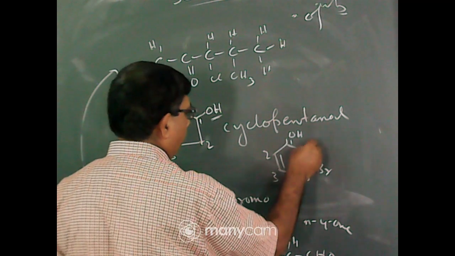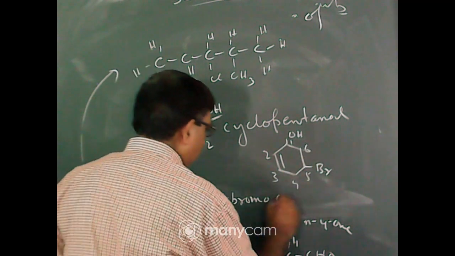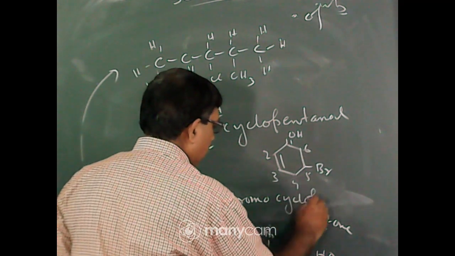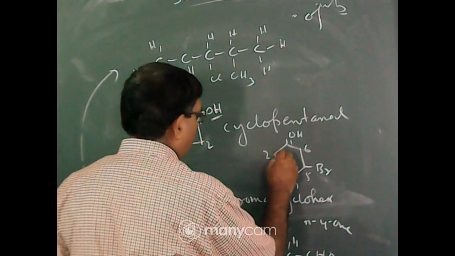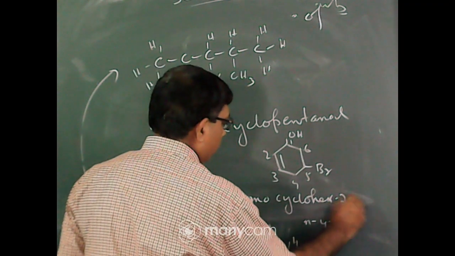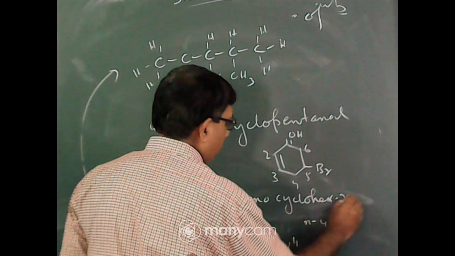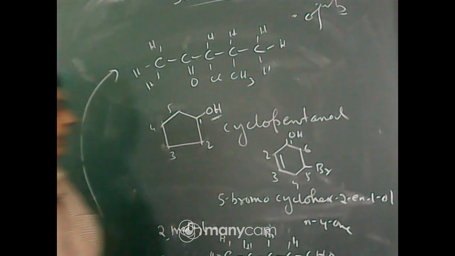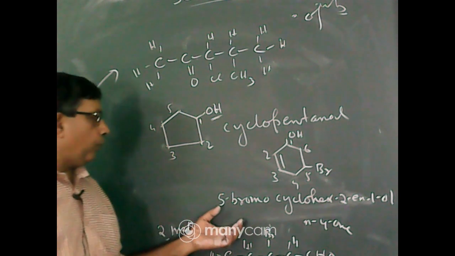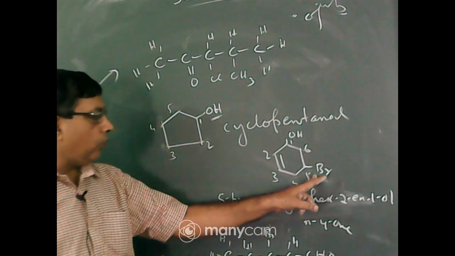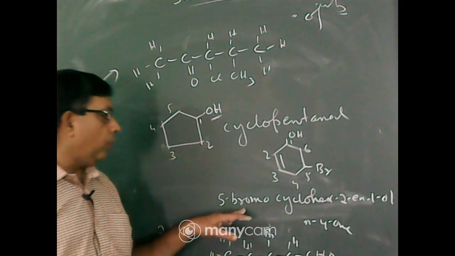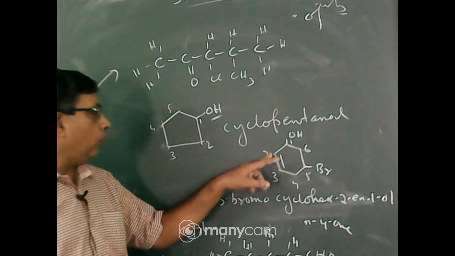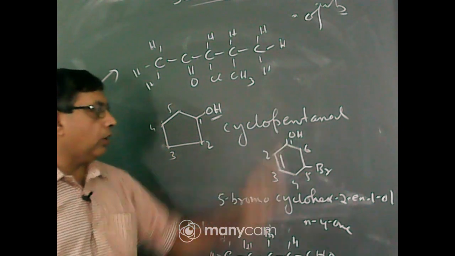Cyclohex. The number of carbons is hex, six, so cyclohex. Double bond at carbon number 2, so cyclohex 2 ene 1 ol. So this will be the naming of this compound. 5 bromo, at carbon number 5 bromine is attached. So 5 bromo cyclohex 2 ene, double bond, and 1 ol.